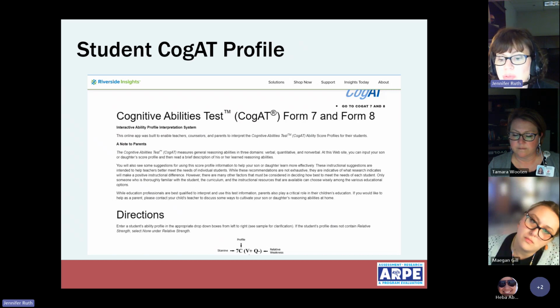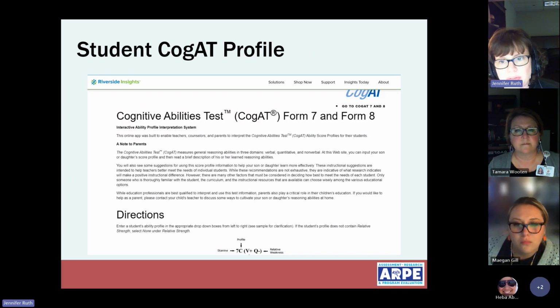This CogAT profile, this full narrative, is very helpful in learning more about the student and how they learn best, but no one expects you to read it for every one of your kids. My suggestion is to look at it for those students who have an unexpected score, either MAP or CogAT, a student whose achievement does not match their ability, or a student who maybe just is a mystery to you, that they're inconsistent, you're not sure what they're capable of, you're not sure exactly what to do for them. You might want to read the profile to see if that gives you some additional information.